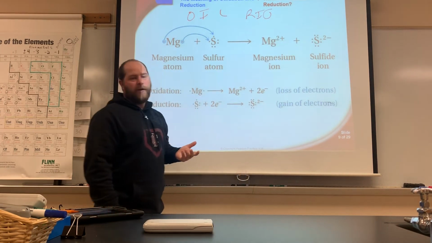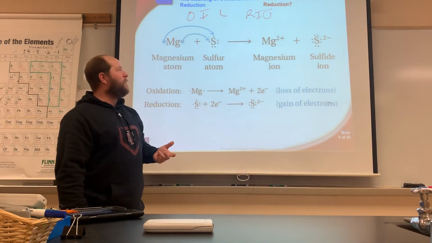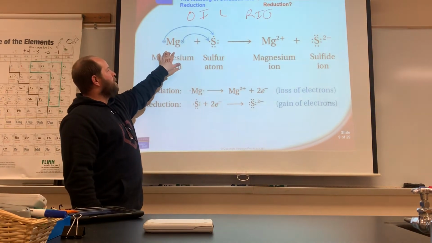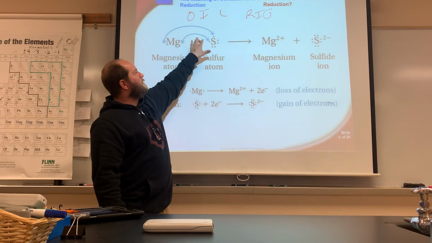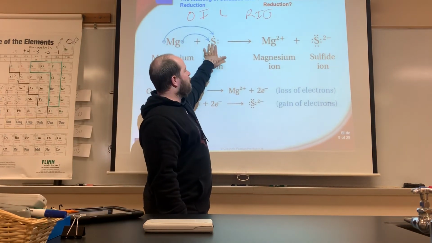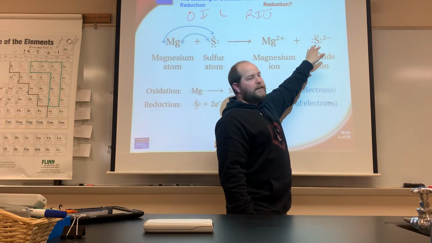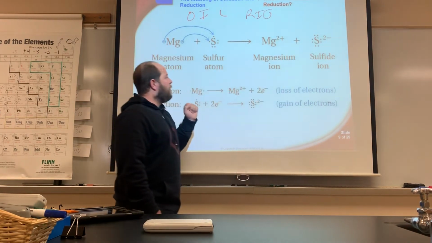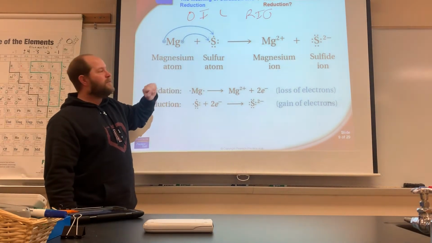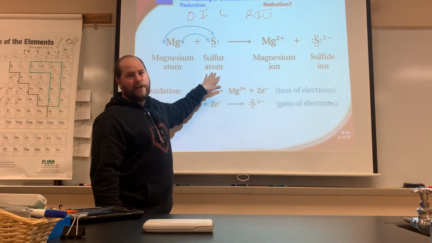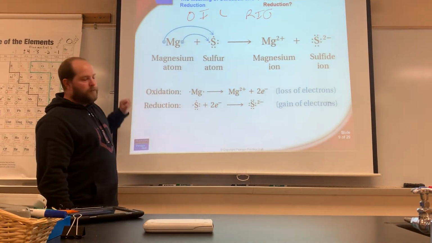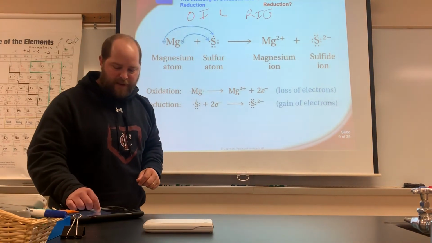So if you consider what happens when we have the combination of magnesium and sulfur, you can see that the magnesium is losing the electrons. Magnesium is giving away the 2, and the sulfide ion is gaining the 2. So you can clearly see that the magnesium is being oxidized, whereas the sulfur atom is being reduced. And we have the half reactions right here. We'll learn more about the half reactions in the next section.